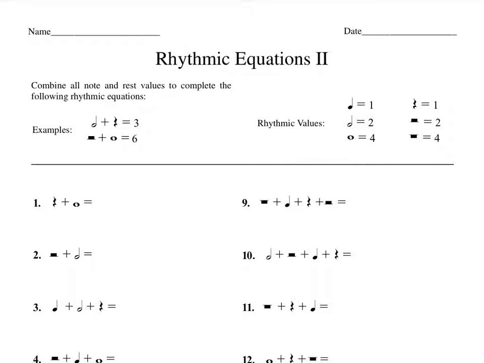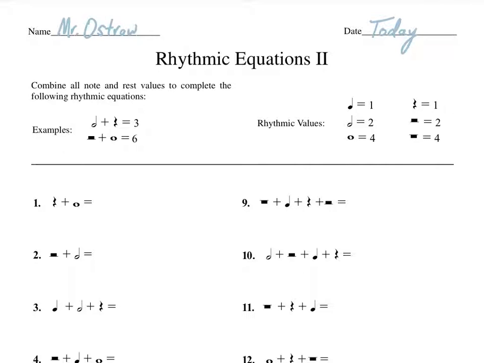This is going to be rhythmic equations 2. So the math is going to get a little harder on this one, but not much harder. We're going to have rests on this one. Again, in the top left corner, put your name. My first name again is Mr. Last name is Ostro. In the upper right-hand corner, put today's date.